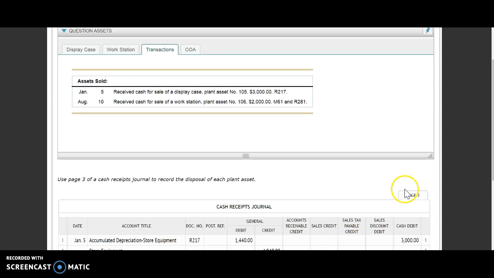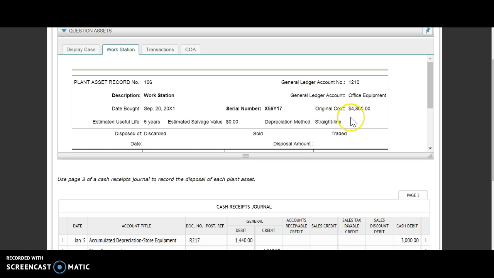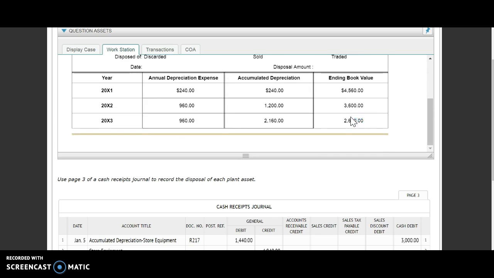After I put that in, I need to look at my plant asset record sheet. So I'm going to go to my workstation plant asset record sheet, and I'm going to look at my accumulated depreciation. So this is kind of annoying because they don't have the next page for us. If we remember, our depreciation for year 4 was $560. So we have to figure out our new accumulated. We're going to take the year 3 accumulated, 2160, plus what we figured out for year 4, or annual, which was 560. That tells us that our new accumulated is 2720.